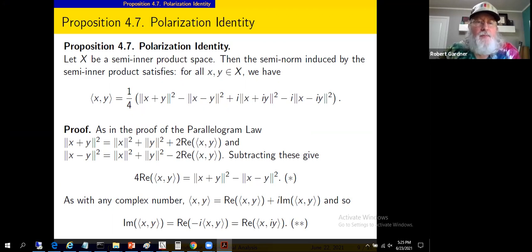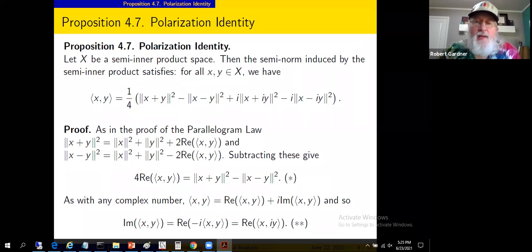Let's subtract them. If we subtract these from each other, on this side we'd have semi-norm of x squared minus semi-norm of x squared. We lose this, we lose this. Here we're subtracting, we'll actually end up with 4 of these. There's the 4 times the real part of the inner product. And on the other side of the equation, we'll have this left-hand side minus this left-hand side. We're subtracting the two, producing this equation. Let's call it asterisk.